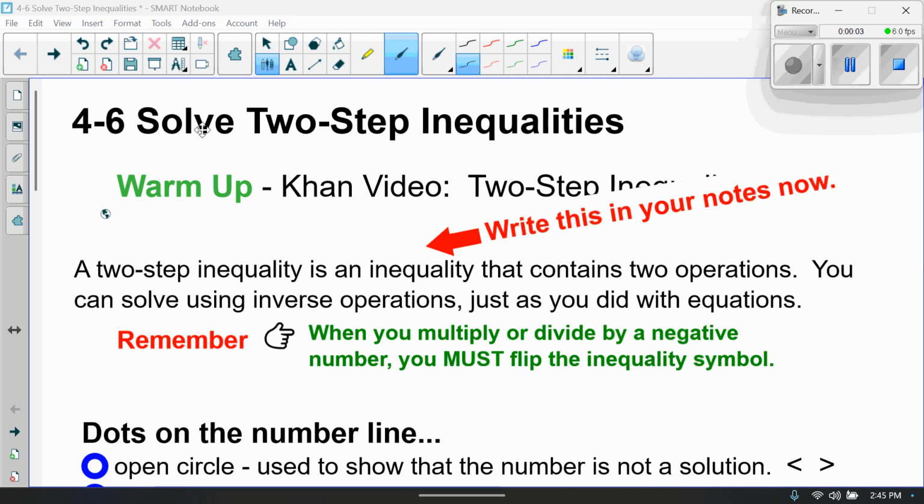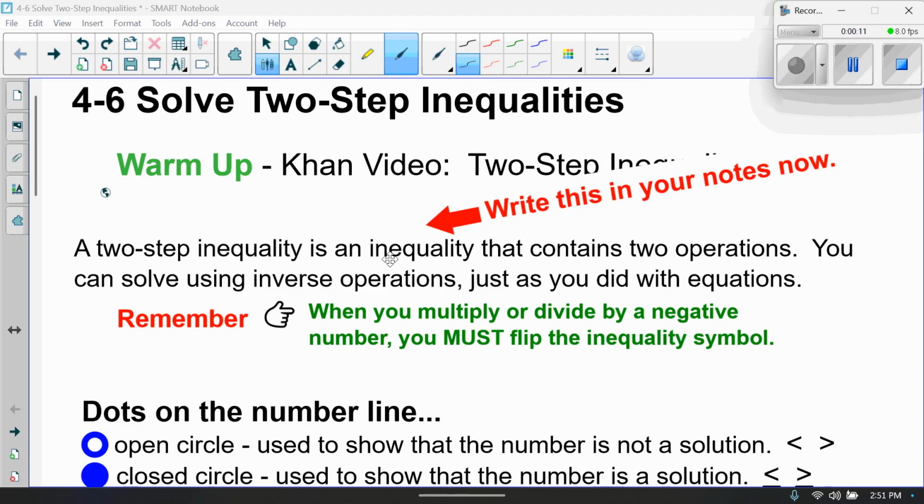So 4-6 is solve two-step inequalities. All right, so a two-step inequality is an inequality that contains two operations, of course. You can solve using inverse operations, just as we did with equations, okay? Now, I do want you to remember that when we multiply or divide by a negative number, you need to flip the inequality symbol, okay?